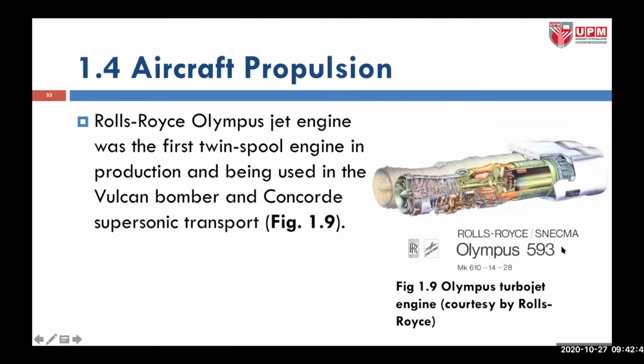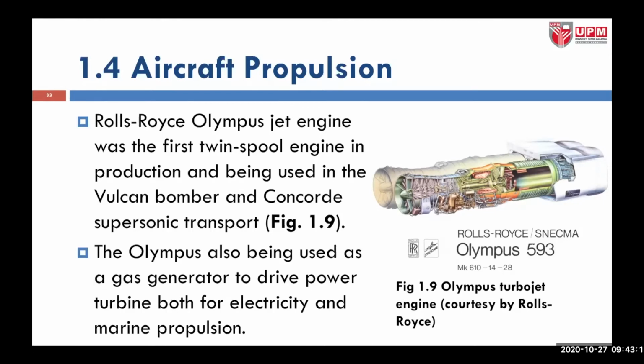This is another example, the Rolls-Royce Olympus jet engine, which was the first twin spool engine in production and was used in the Vulcan bomber as well as in Concorde supersonic transport. This is the Olympus turbojet engine, courtesy of Rolls-Royce. You can see so many pictures and history about this particular engine.